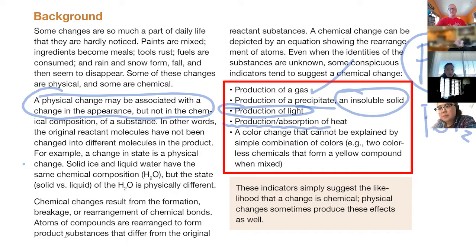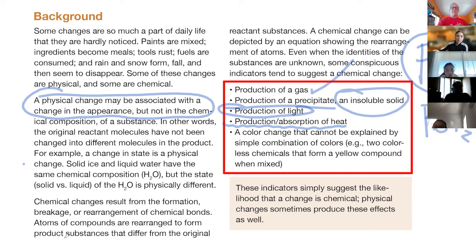Also, the production or absorption of heat. So when you light a match, and that's actually one of the simple experiments you'll do today, lighting a candle, there's a lot of things going on that are indicative of a chemical reaction. And your job is to note each and every one. So, there's products being produced. There is heat being produced. There is light being produced. There's all sorts of different things happening, all indicating that there's some sort of chemical reaction taking place there.